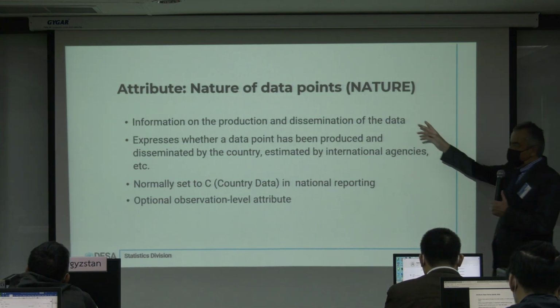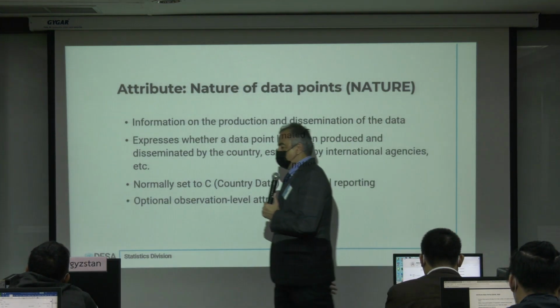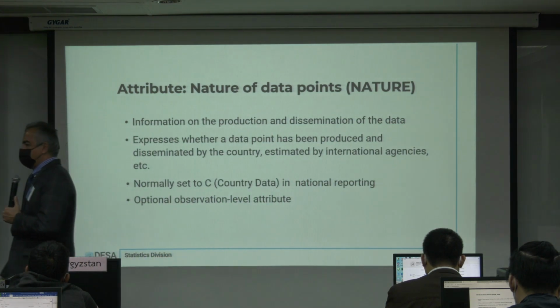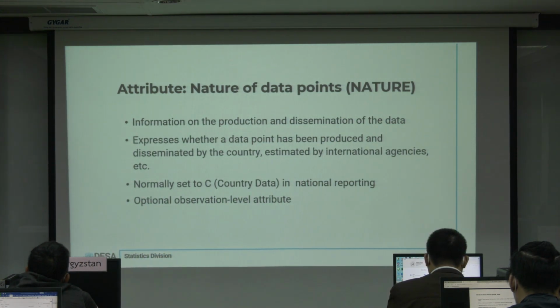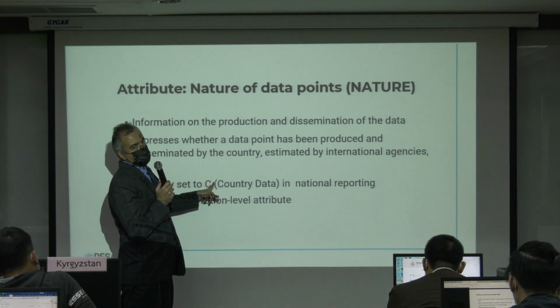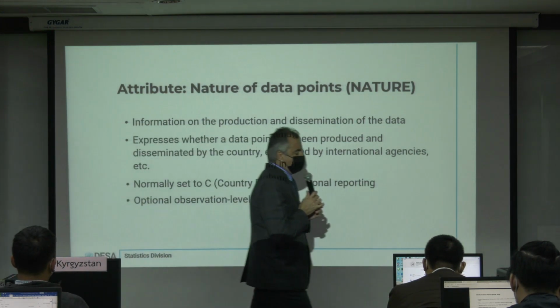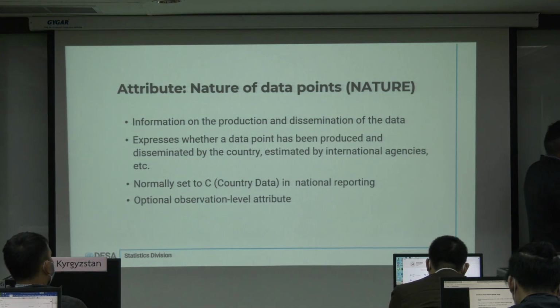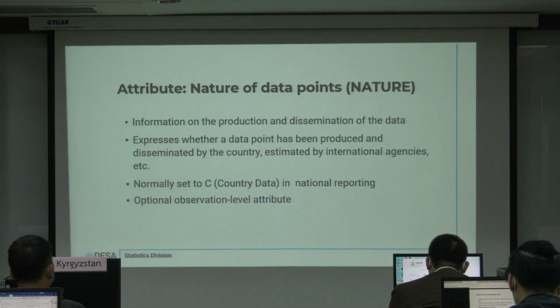Nature, there is some overlap between nature and observation status, but the bottom line is nature is primarily for the global data set. The countries should use code C for country data. The rest is for the international custodian agencies for their model data, estimates, and so on and so forth. You may wish to use observation status, which should be sufficient for your purposes.